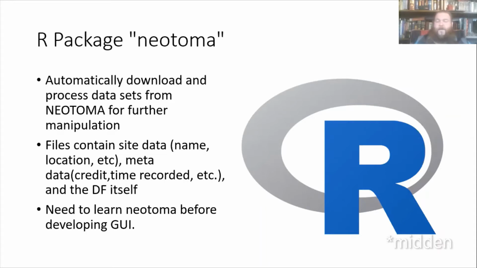There are three kinds of objects in the programming language that represent three kinds of data. We've got site data, which is name, location, and some description. And then we have metadata, which is all the other sort of data about the data set. And then we have the data frame itself.